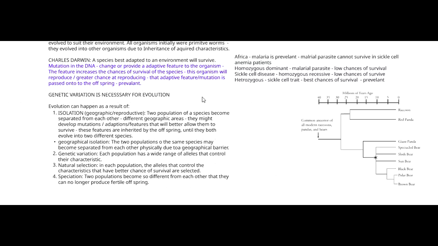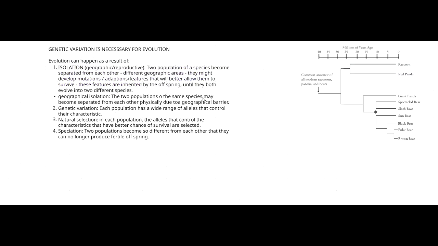So as a result, the alleles that allow them to survive will be passed on from parent to offspring. Gradually the characteristic features of these organisms will change. Eventually, they will no longer be able to breed with each other, and this is known as speciation. This is basically how the process of evolution happens.